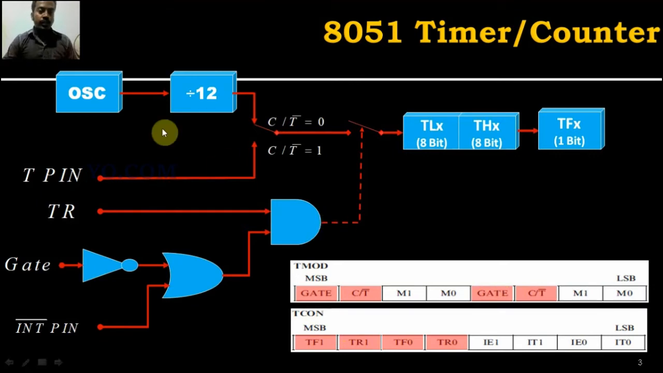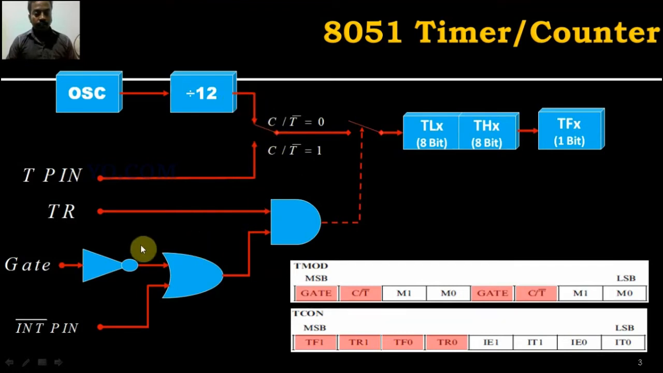The timer consists of an oscillator, then a dual divider, then the timer register, which is a section of bits, then the timer flag register that indicates the timer status. The timer is controlled by two things: one is C/T bar and the other is the gate signal. If it acts as a counter, it will count the external pulse. If it acts as a timer, it will get the clock from the crystal oscillator.